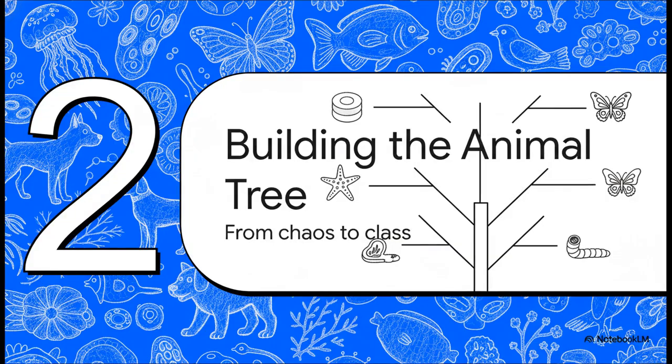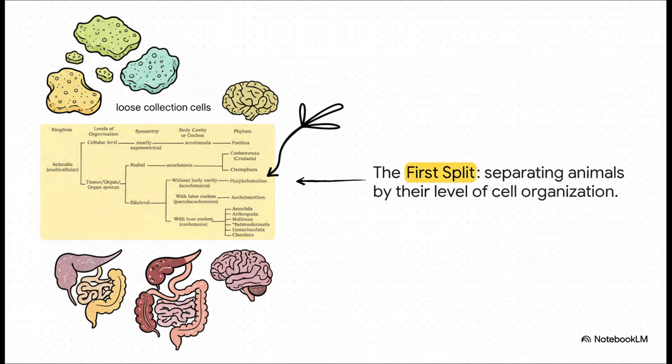Okay, so now we have our rules, right? We're looking at their organization, their symmetry, and their coelom. Let's see how these simple principles help us build a really logical family tree out of that seemingly chaotic mess of over 1 million species. So, the first big split, right at the base of the tree, is all about complexity. On one branch, you have animals like sponges, which are really just a loose organization of cells. And on the other, you have, well, pretty much everything else, all the animals that have organized tissues and organs.